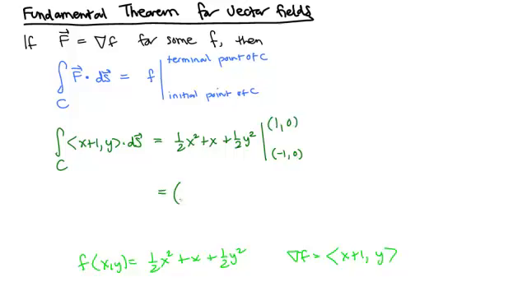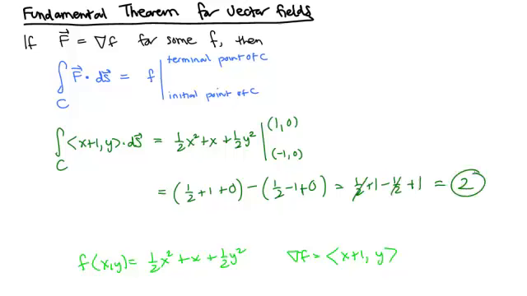Now, if we plug in the terminal point (1, 0) into here, we're going to get 1/2 plus 1 plus 0. If we plug in the initial point, we're going to get 1/2 minus 1, plus 0. And so that will get us 1/2 plus 1 minus 1/2 minus minus 1, or 2, which is what we found last time.